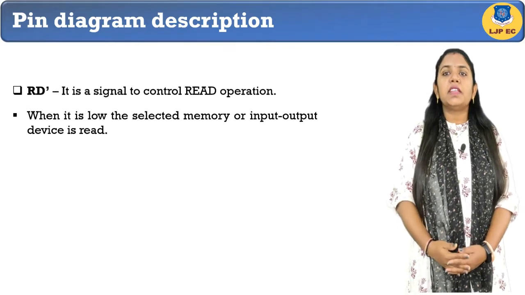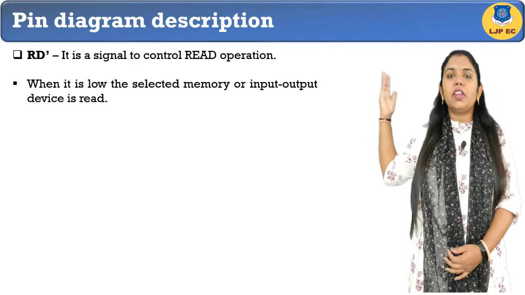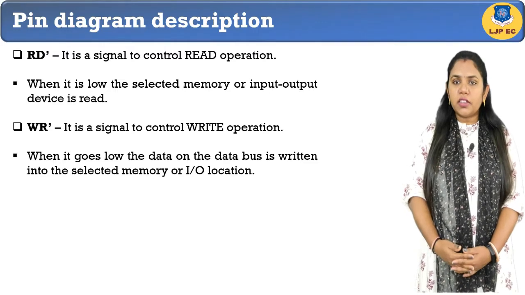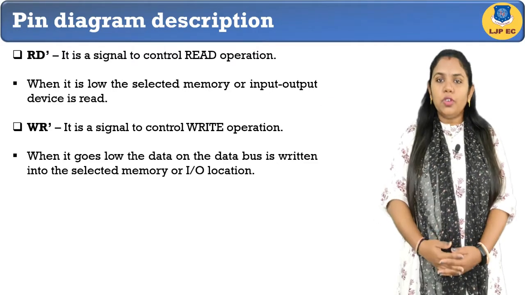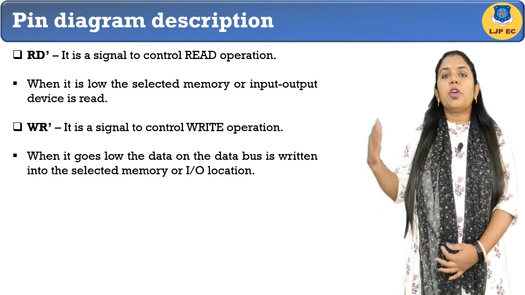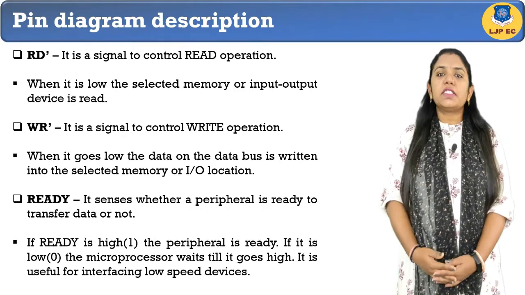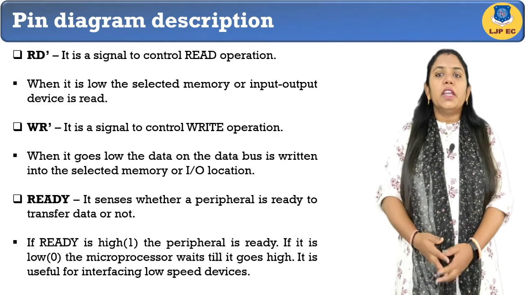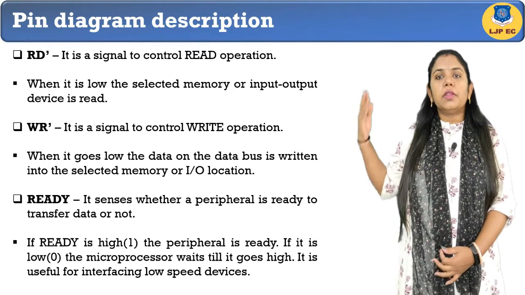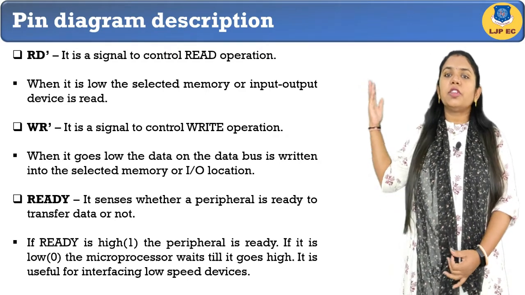Next, read bar. It is a signal to control the read operation. When it is low, the selected memory or the input output device is read. Next is write bar. It is a signal that controls the write operation. When it goes low, the data on the data bus is written into the selected memory or the input output locations. Next, ready signal. It senses whether a peripheral is ready to transfer data or not. If the ready signal is high, the peripheral is ready. If it is low, the microprocessor waits till it goes high. It is usually used for interfacing low speed devices.